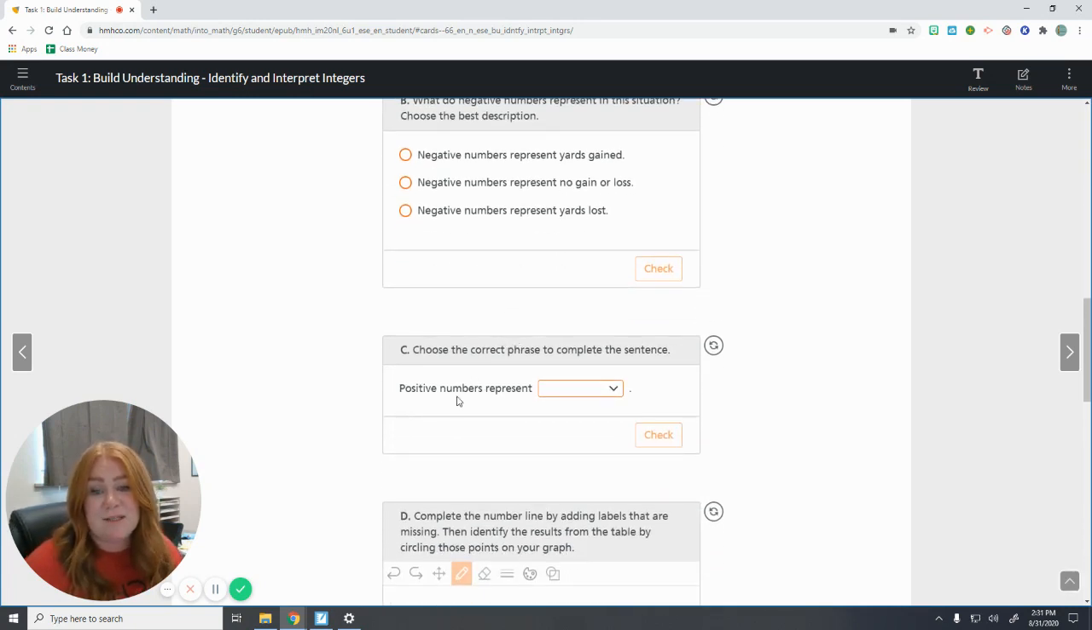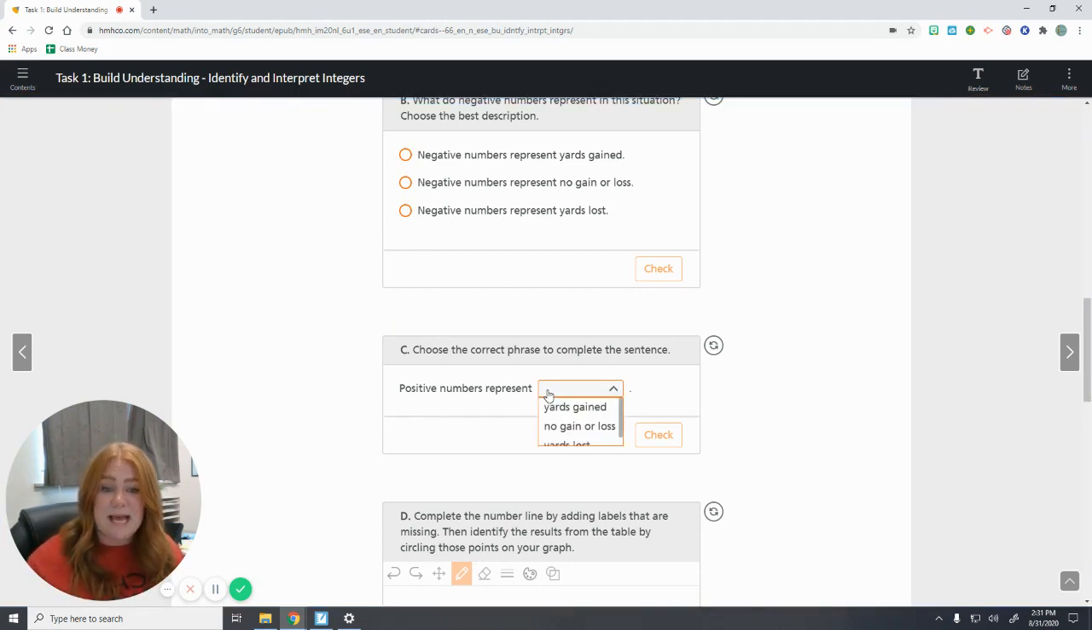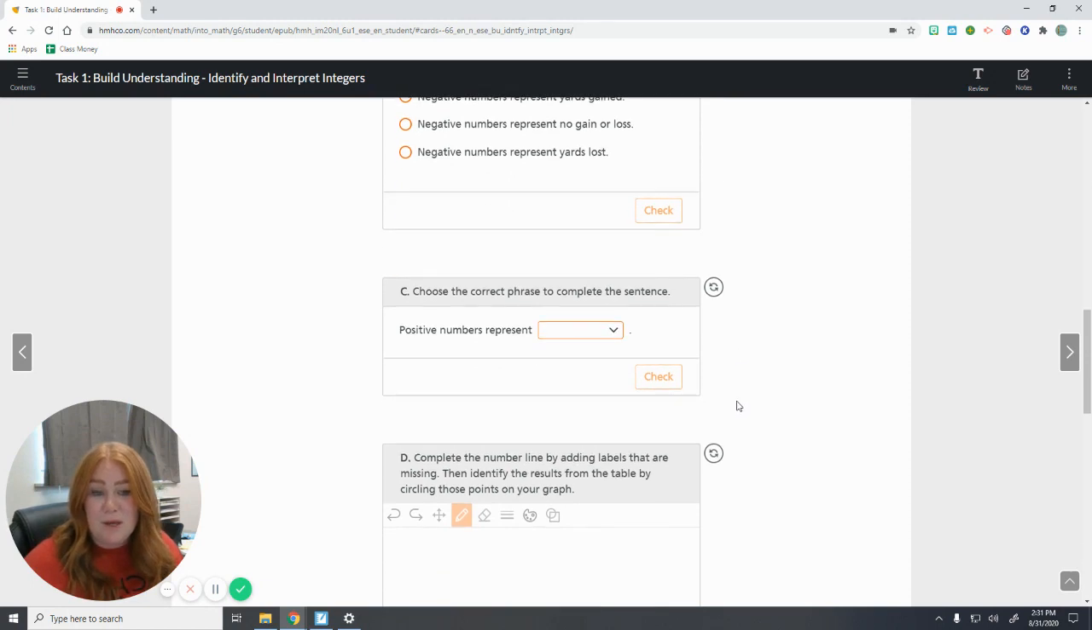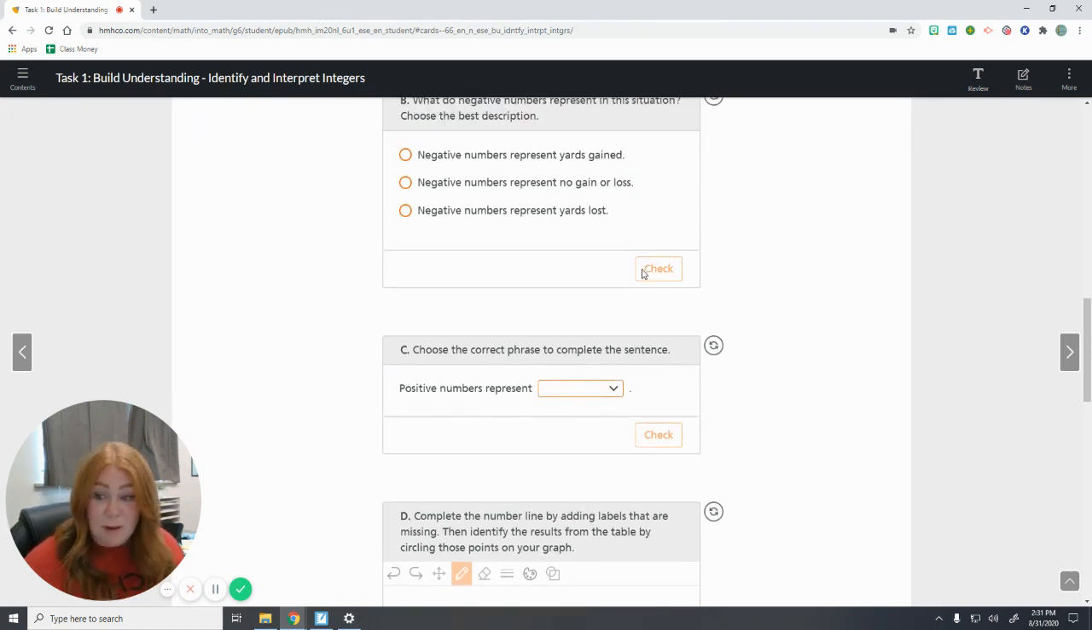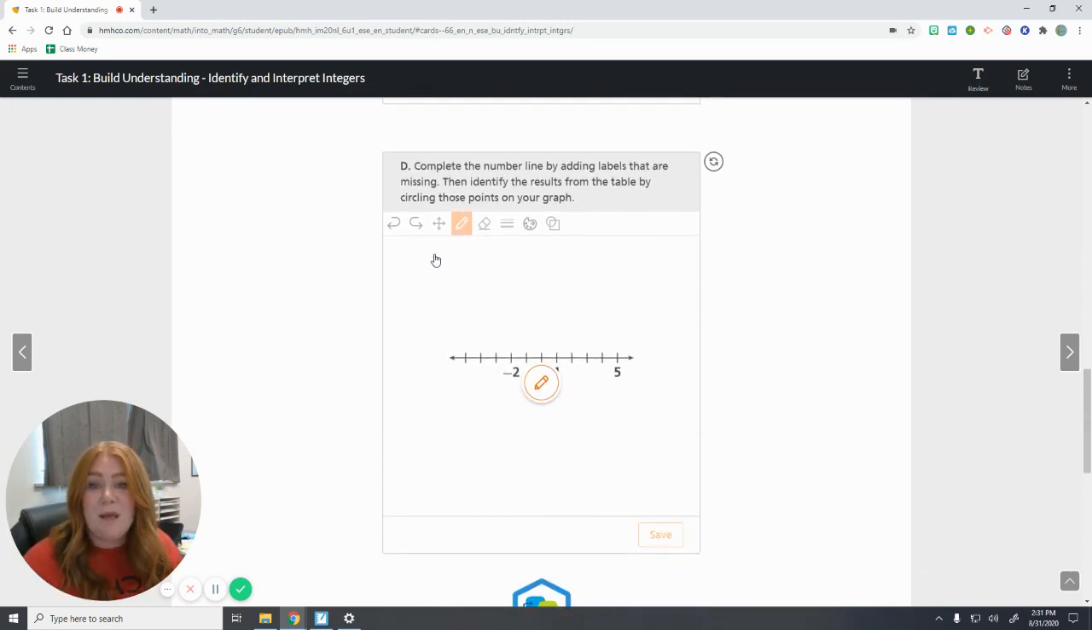C asks us to identify what the positive numbers mean, so the opposite of that. So when they were gaining 4 yards, that positive number, what does that represent? And you will drop that down there. You can always go and check yourself or pause this video if you need to catch up, or you can rewind to listen to a part again as well.